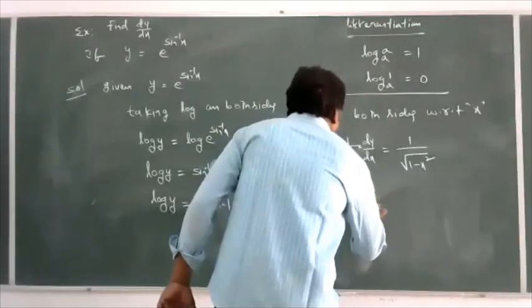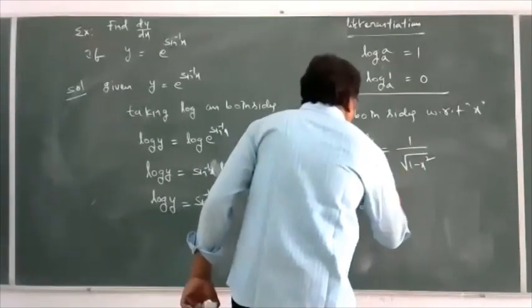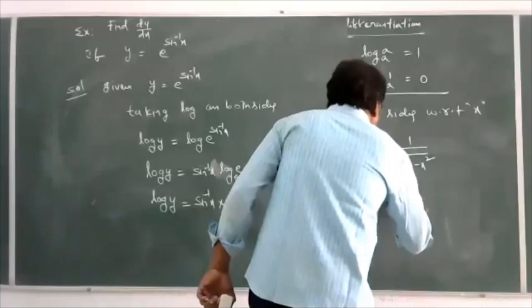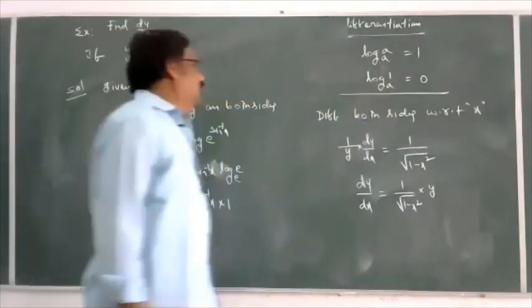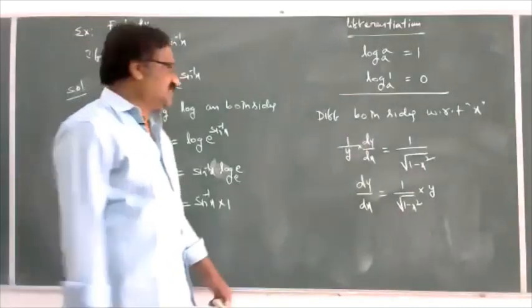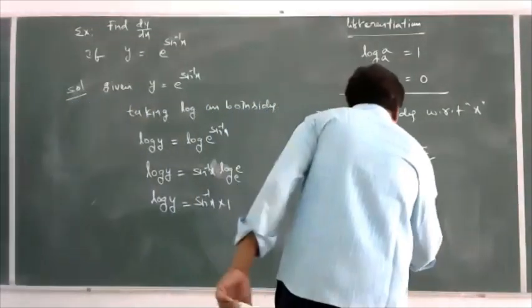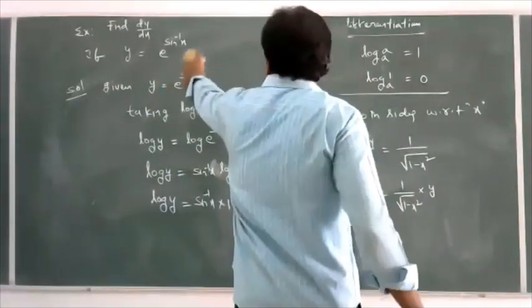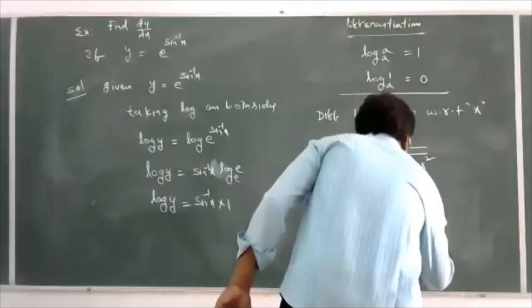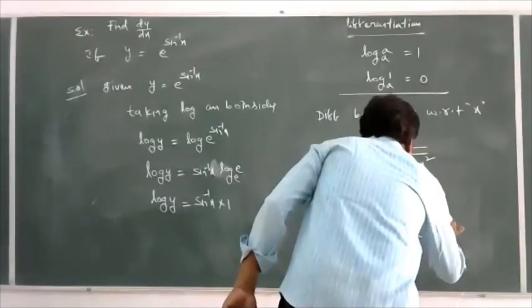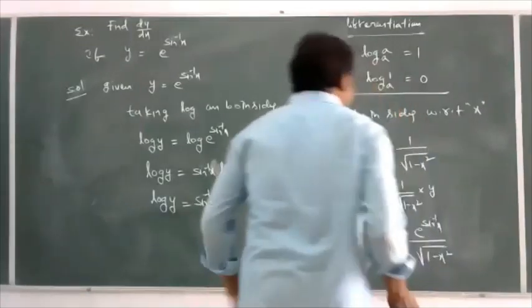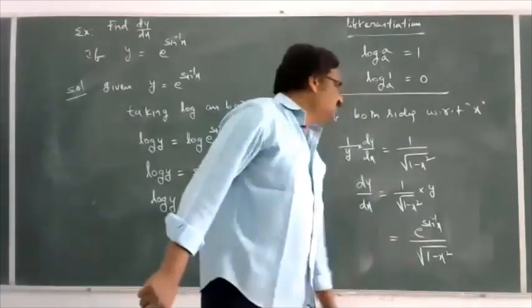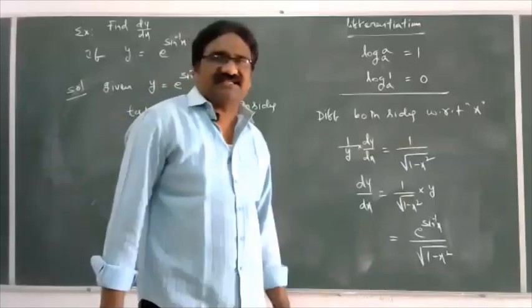Then dy by dx is equal to, by cross multiplication, 1 by root of 1 minus x square into y. Then substitute what is y here: e power sin inverse x. That's why dy by dx is e power sin inverse x by root of 1 minus x square.